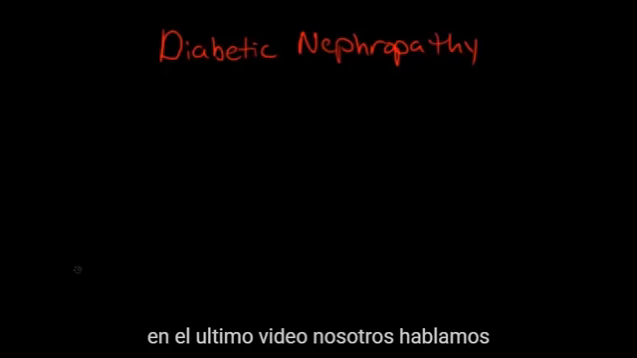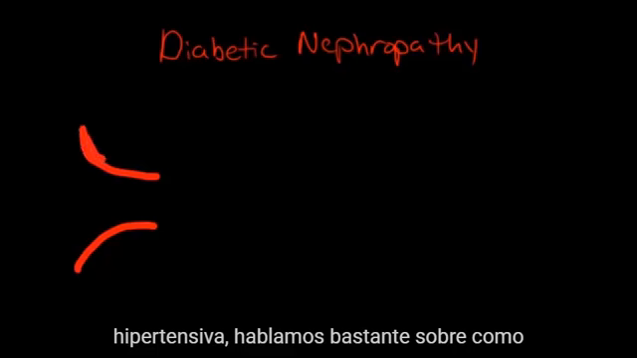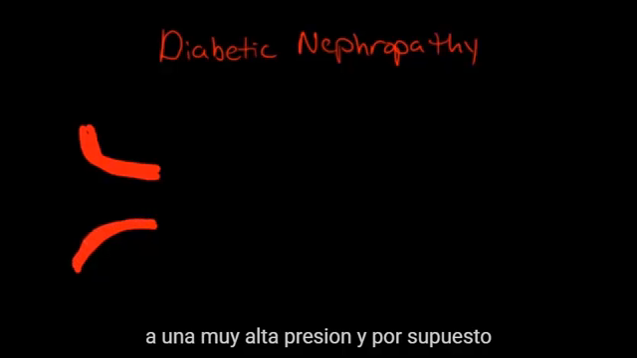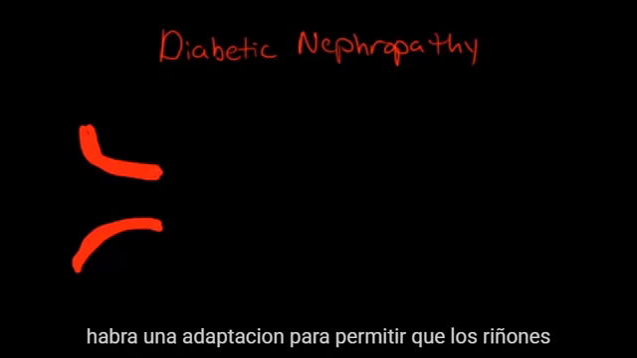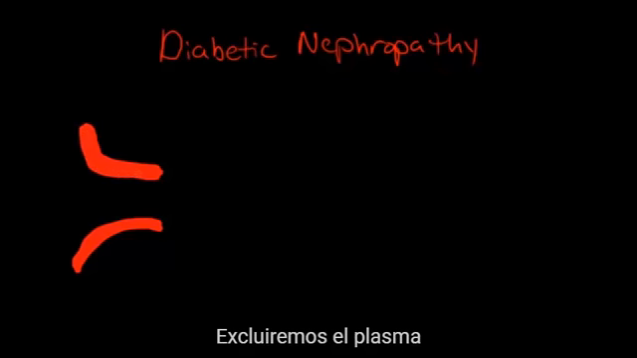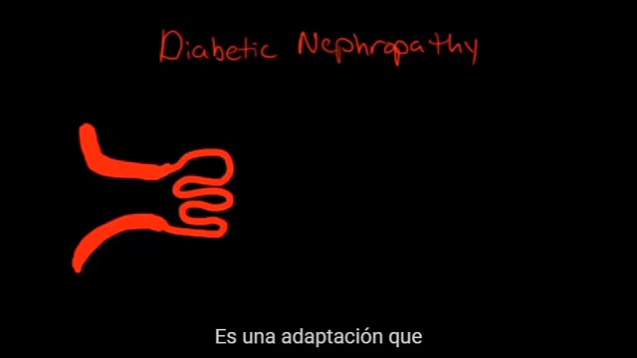Now, in the last video, when we talked about hypertensive nephropathy, we talked a lot about how the glomerulus of the kidney is exposed to very high pressures. And of course, this is an adaptation to allow the kidneys to make an ultrafiltrate. Under pressure, we are extruding plasma from the glomerulus into the Bowman's capsule, which goes into the renal tubule.